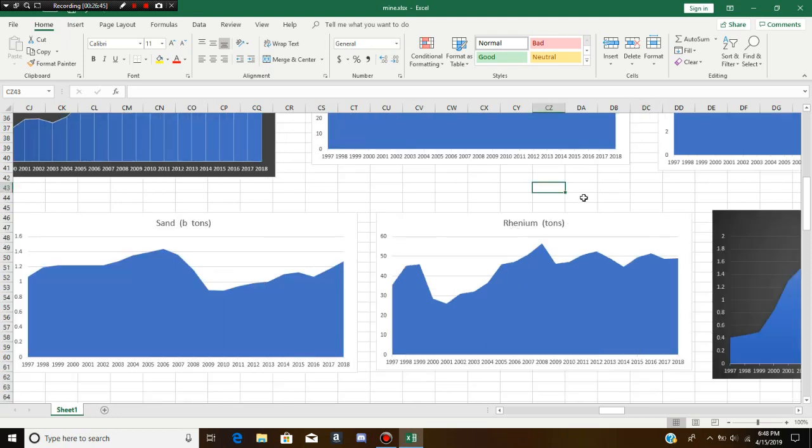Rhenium is another rare earth material. Rare, as you can see, production is measured in just tons, and seemed to have peaked back in 2008 at about 56 tons.